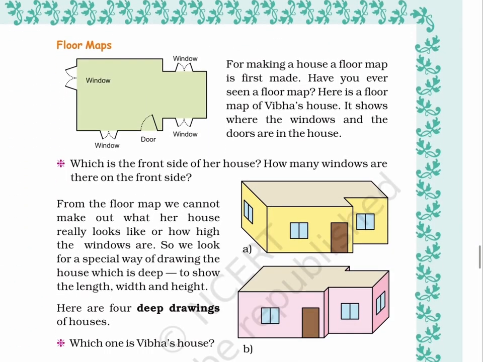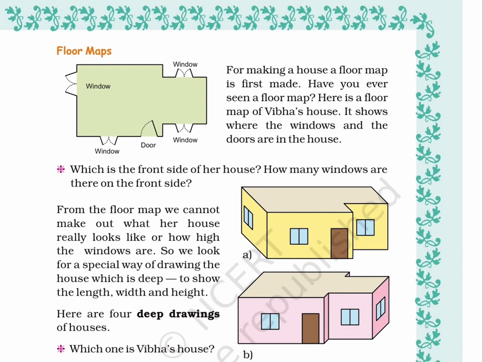Page 129. Floor maps. For making a house, a floor map is first made. Have you ever seen a floor map? Here is a floor map of Vibha's house. It shows where the windows and the doors are in the house. On the left we have the floor map of Vibha's house, indicating the doors and windows clearly. Question: which is the front side of her house? How many windows are there on the front side?